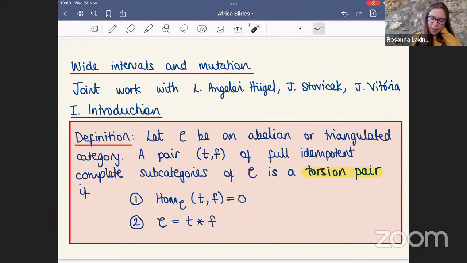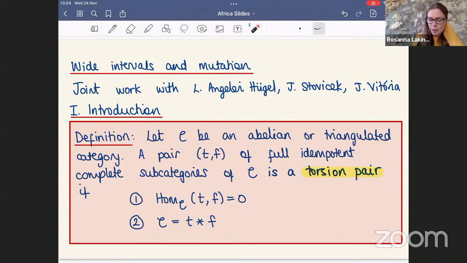Let me start with the definition of a torsion pair, because it's good to get everybody on the same page, although I understand that there are people already working on these things, so this will be a very elementary start. These torsion pairs will arise throughout the talk, in one of two settings: either in an abelian category or in a triangulated category. But we can give the same definition for both settings if we're a bit sneaky.